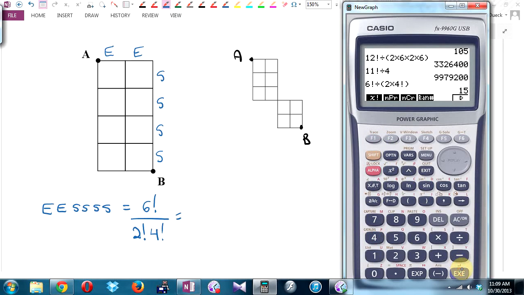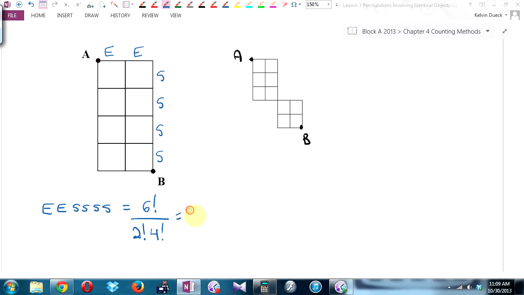$15. Oh, that I could probably draw and count if I was bored. Oh, second one.